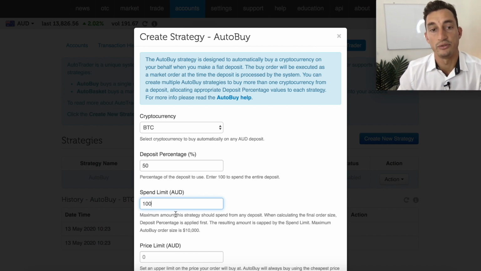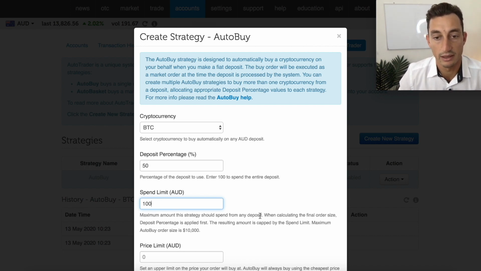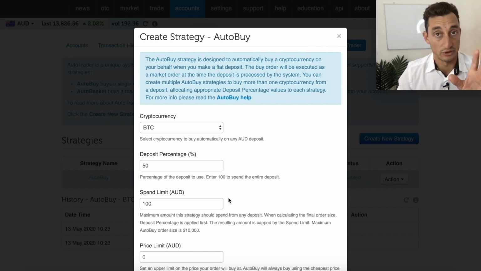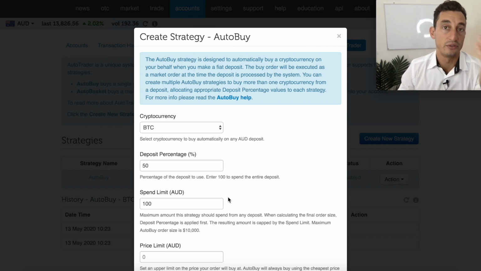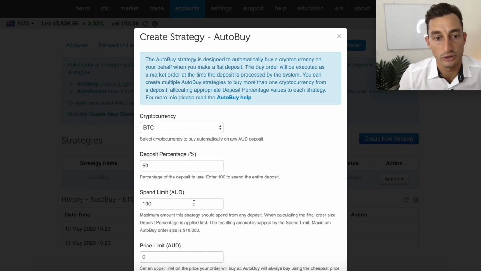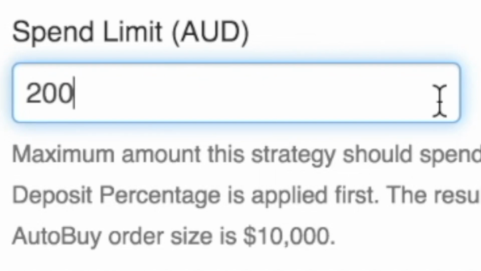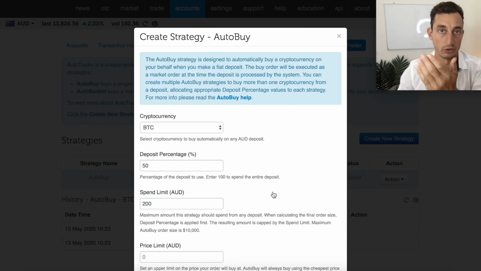So it's only going to use 50%, because as it says here, when calculating the final order size, the deposit percentage is applied first. So if I'm putting $100 in and I have 50% Bitcoin, 50% Ethereum, it's going to use $50 for Bitcoin, $50 for Ethereum. Say I put $200 in per week, then it will use $100 Bitcoin, $100 Ethereum. All right, so let's say $100 here.